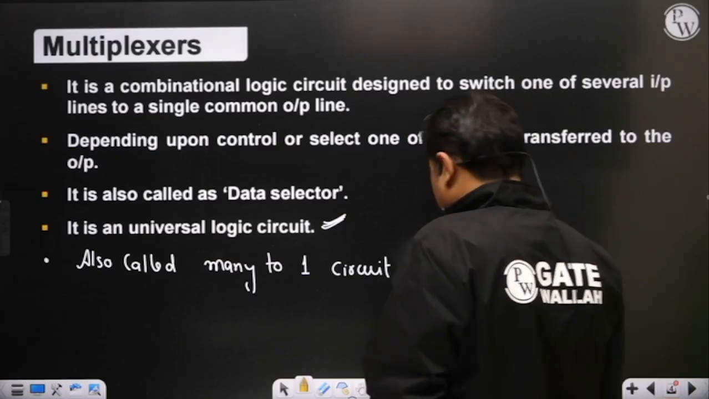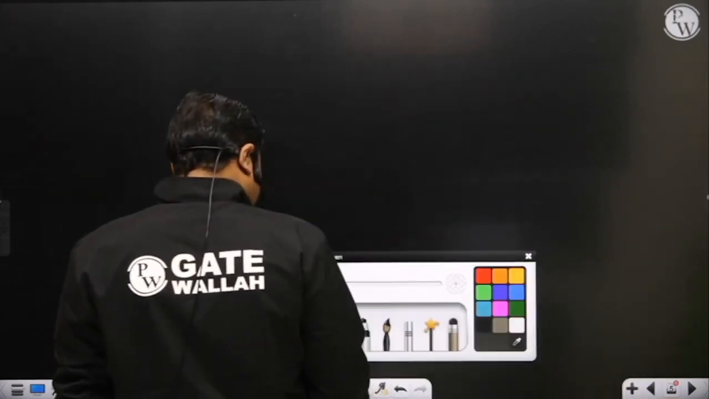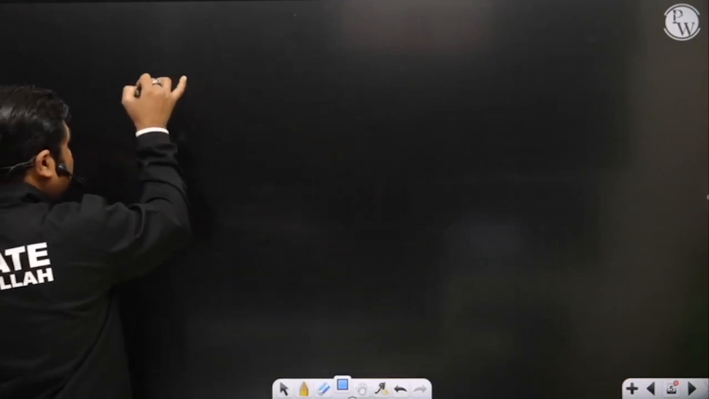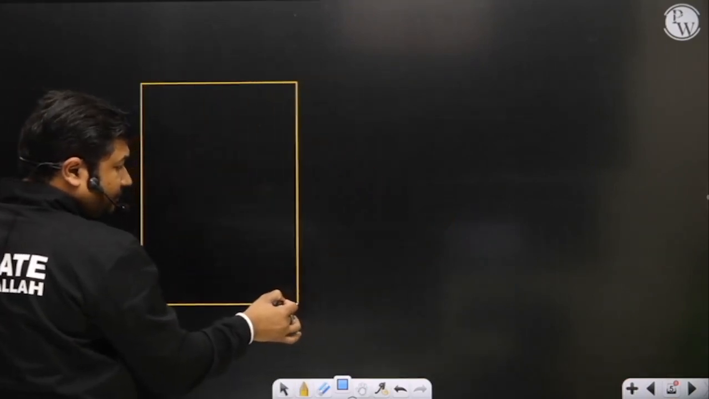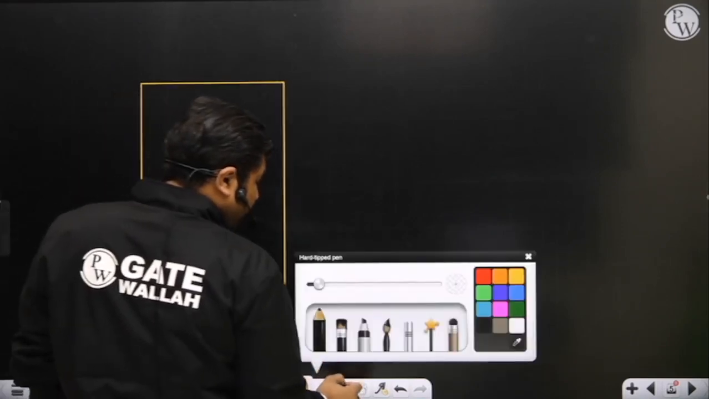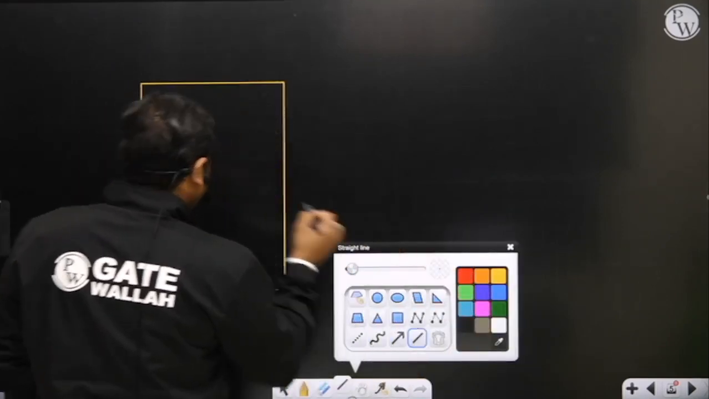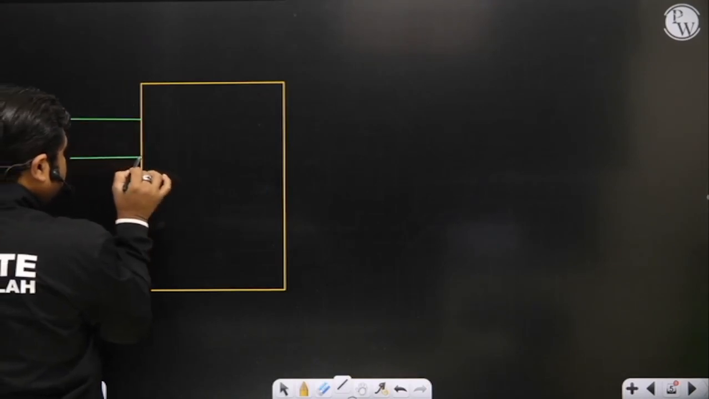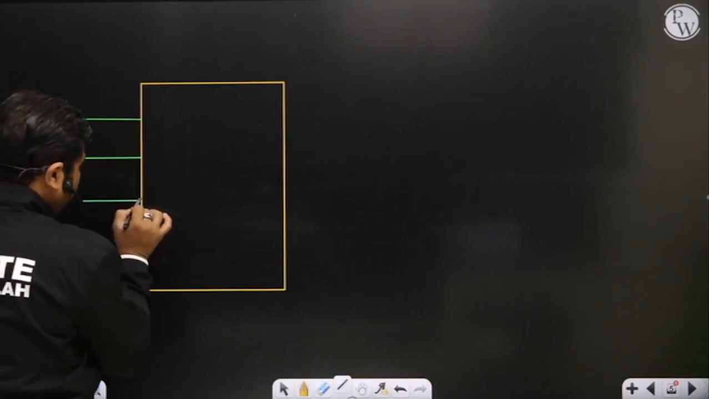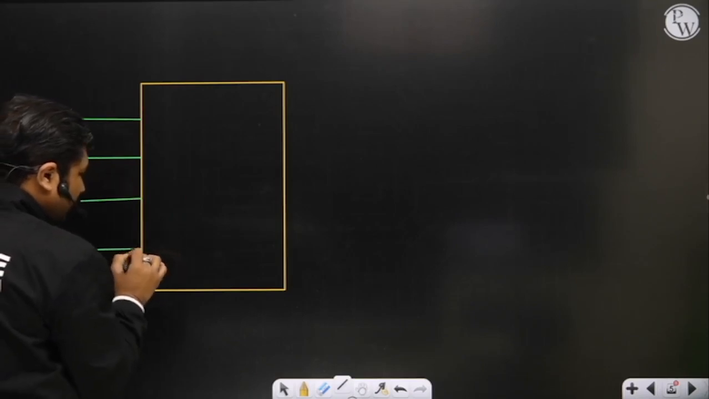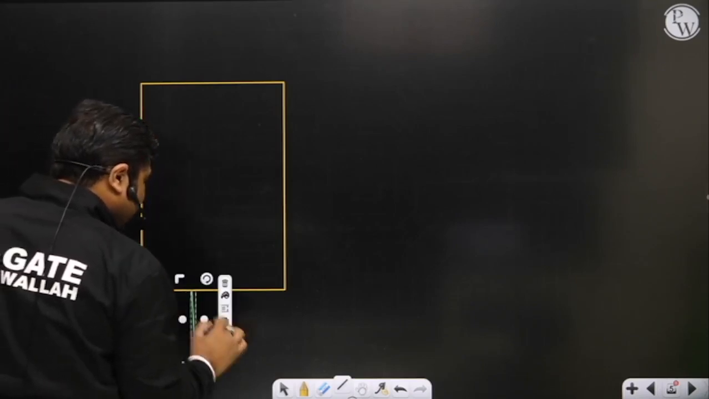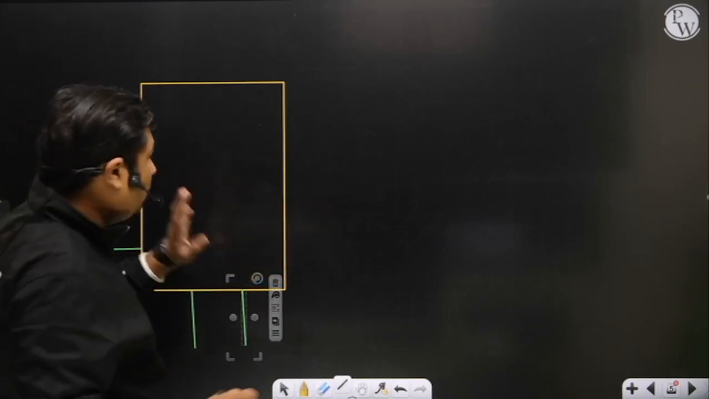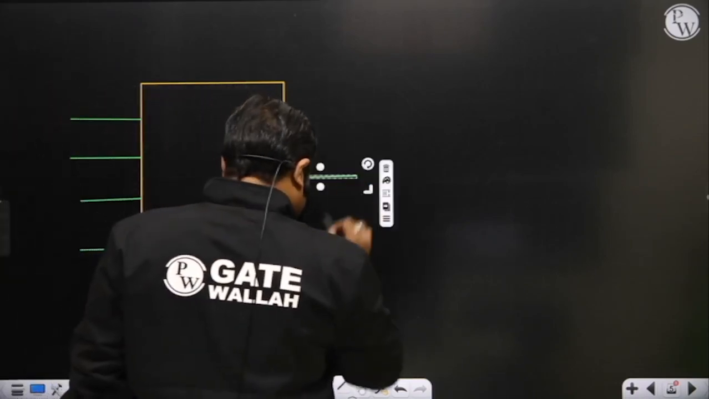Let's discuss the representation. Multiplexers are generally represented in this way. Many inputs, but only one input at a time is going to be transferred to the output, and that is done with the help of the select line. The select line decides which input is going to be transferred to the output.